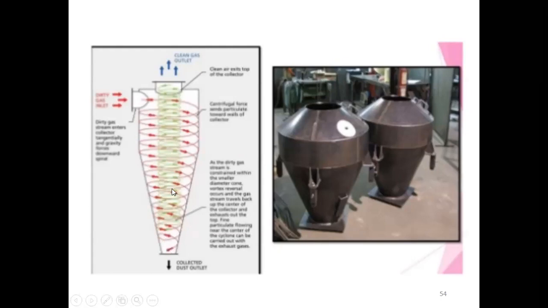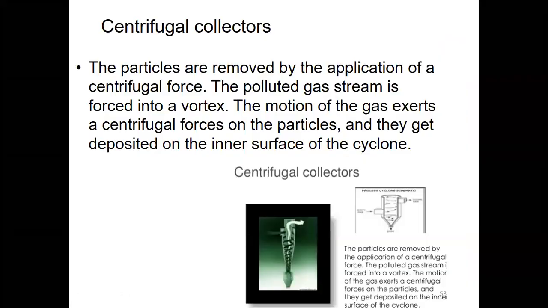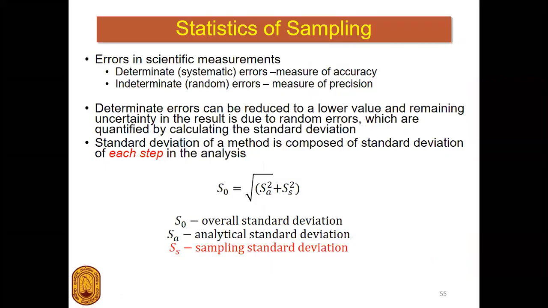And the dust particles, in most cases, are the heavy particles available in the gas. So it will collect, and from here the collected dust particles will go out, and the clean gas, this is the clean gas outlet. So clean gas can escape from here. That is what is happening in the centrifugal collector.